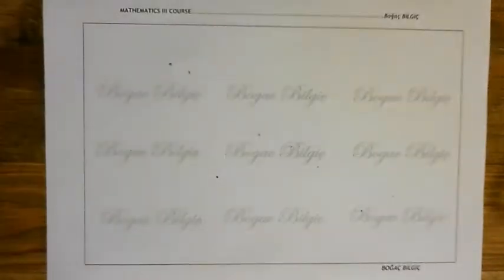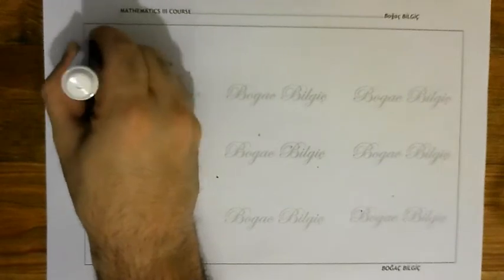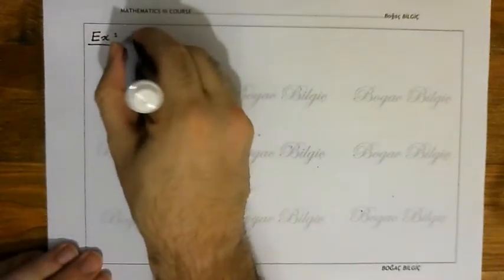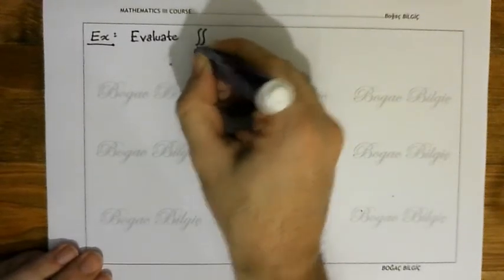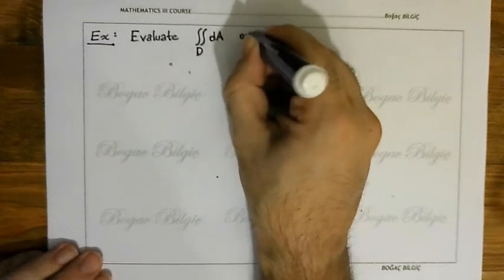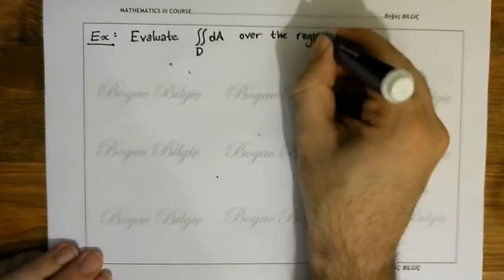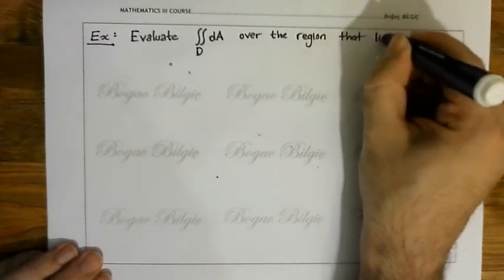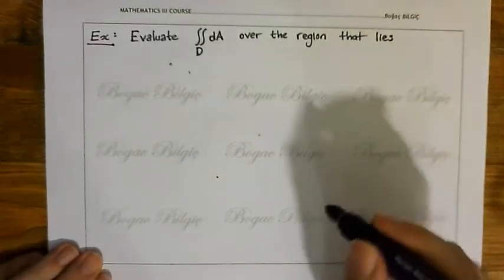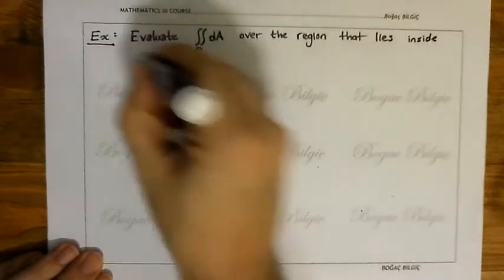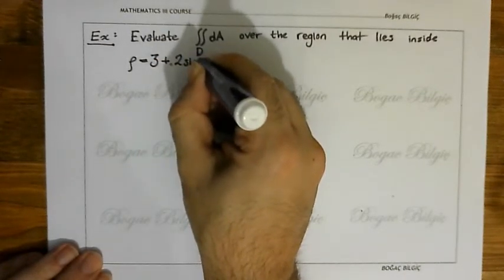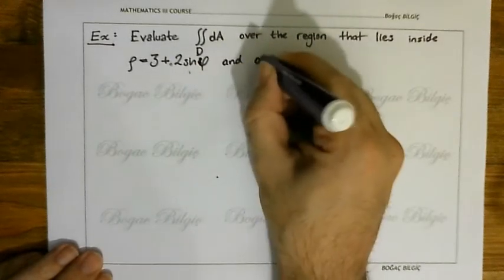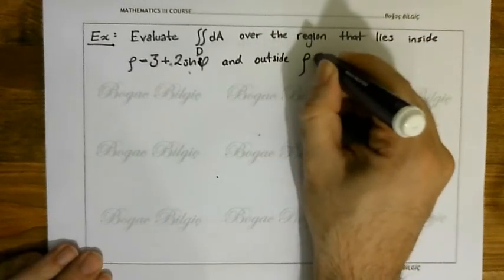And now another example. Evaluate the double integral over dA over the region that lies inside rho equals 3 plus 2 sin phi and outside rho equals 2.